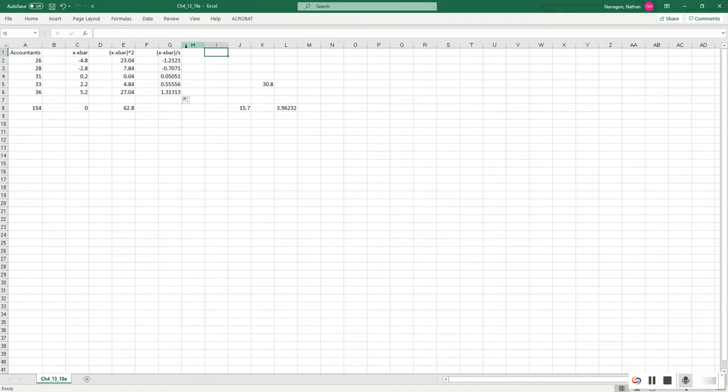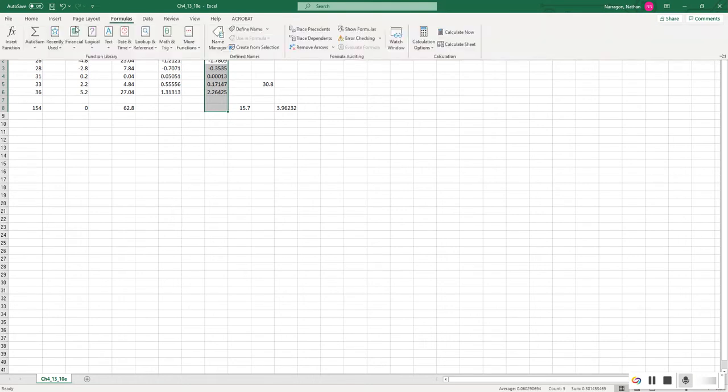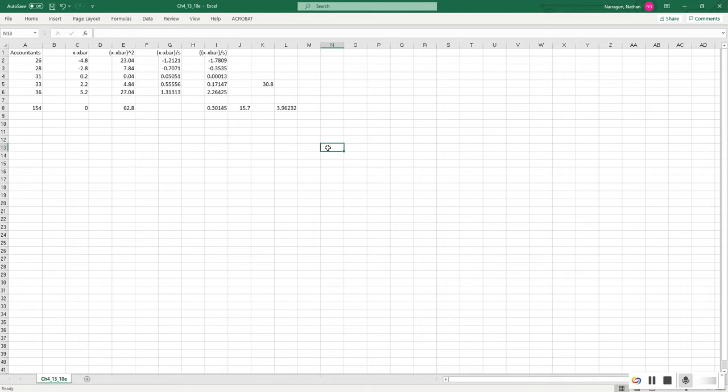But now we take this and we're going to cube it. Okay. So, equals this times itself again. There's our numbers. We find the sum, the formula, auto sum.